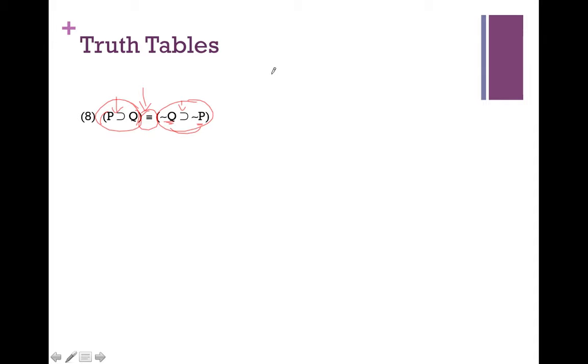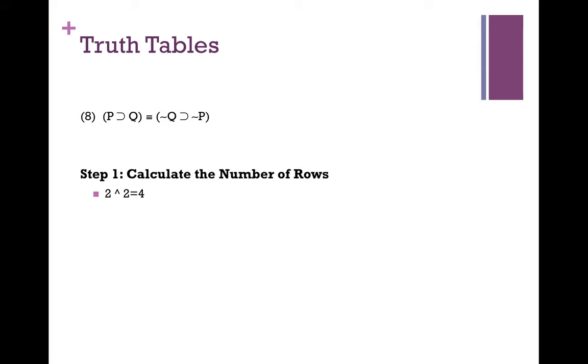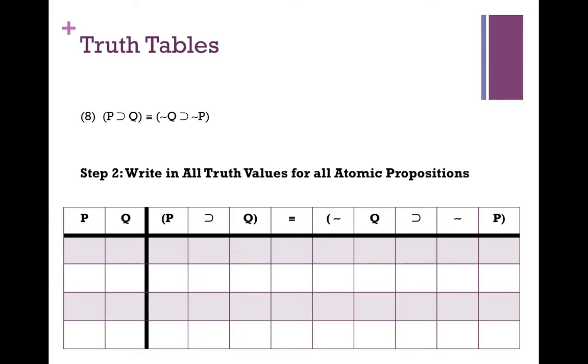In order to construct a truth table, we're going to follow the steps. The first step is to calculate the number of rows. We have 4 atomic propositions, but only 2 distinct ones: P, which is repeated, and Q, which is repeated. So it's 2 to the power of 2, and we're only going to have 4 total rows. We'll have a lot of columns because we have a lot of connectives. Step 2 is to write in all the truth values for the atomic propositions. Down here I have a column for P, the first conditional, Q, the biconditional, not, Q, this conditional, not, and then P.